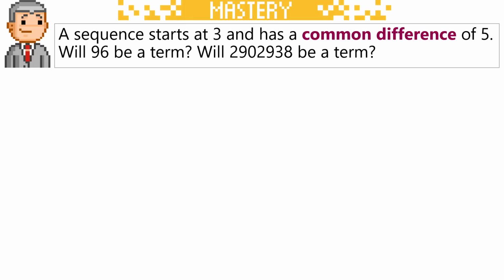And let's finish with this. A sequence starts at 3 and has a common difference of 5. Will 96 be a term? Will 2,902,938 be a term? If you know, write it in the comments below.